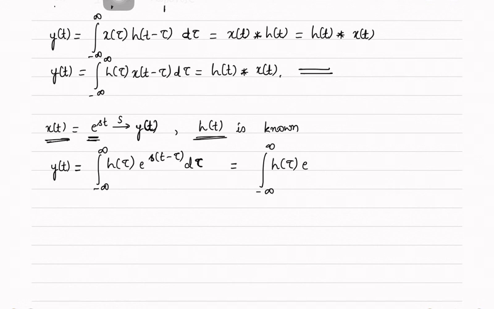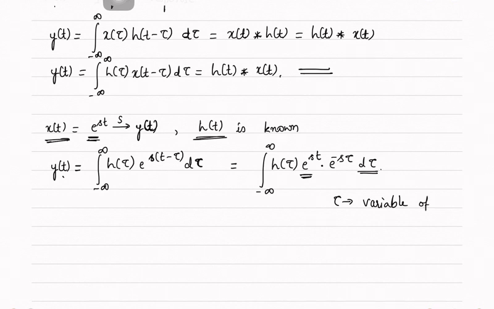This is just a manipulation. So this I can write as e power st into e power minus s tau d tau. Now if you note one thing, here e power st is a constant. Suppose you want to find the output y of t at t equal to 3, or t equal to 9, or t equal to 10, whatever it is. When t is a constant, e power st doesn't depend on tau, so I can take it outside, where tau is the variable of integration.